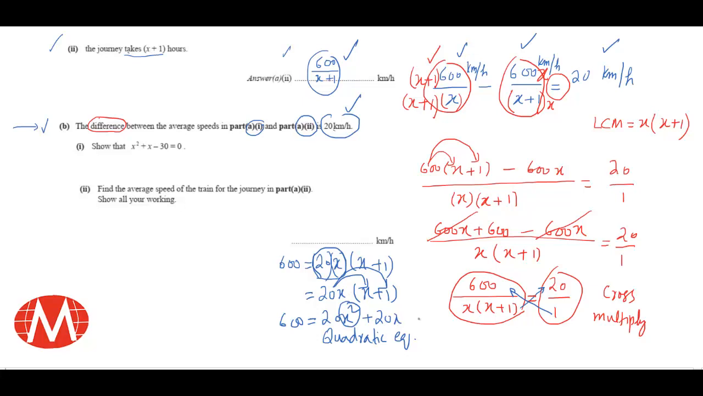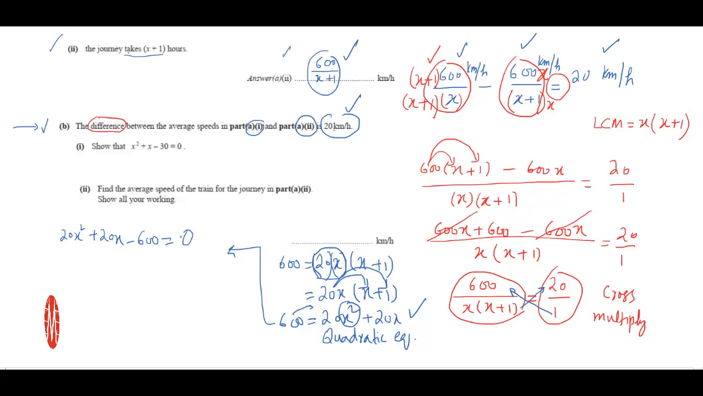Okay, in a quadratic equation, the important step is to convert this into standard form. So let's convert this into standard form. It will be 20x square. So we have to shift everything on one side. And let me shift this 600 to the other side. So it will be minus 600. And student, you know that in a standard quadratic equation, one side must be 0. So here we have 0 on the right hand side.